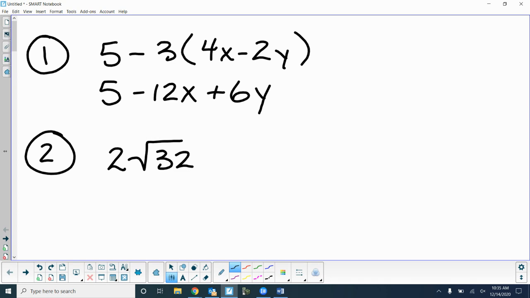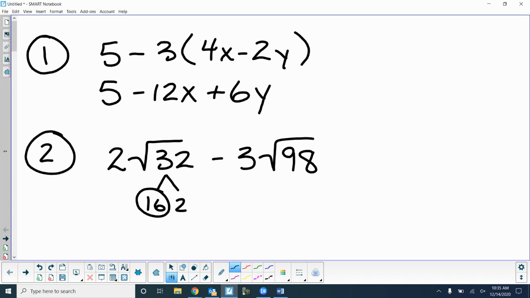Number two, can I subtract these two terms? No. Why not? They don't have the same radicals, right? But can I simplify the radicals? Yes. So if I do my factor tree, 32 is 16 times 2. I circled the 16 because it's a perfect square. And 98 is 49 times 2. I like to circle perfect squares when I see them.